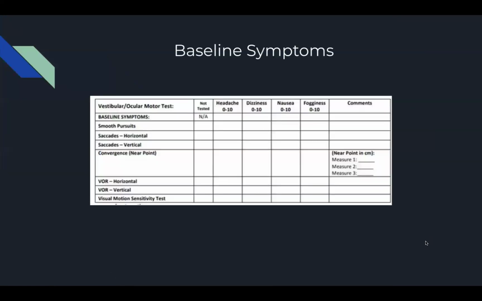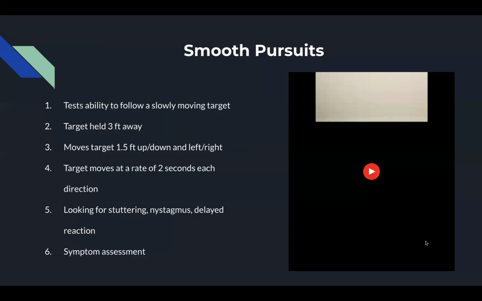So to begin the exam, you will begin with the baseline of symptoms. As you can see at the top, there's a headache, dizziness, nausea, and fogginess. You'll ask the patient to rank 0 to 10 where they fall with these symptoms following an incident, and you will record it in the baseline symptom column. And then you can begin the exam starting with smooth pursuits.